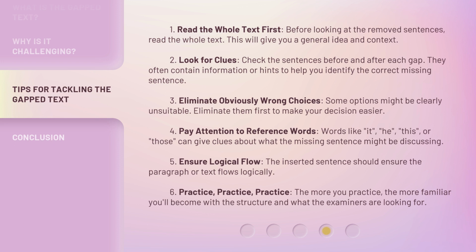3. Eliminate obviously wrong choices. Some options might be clearly unsuitable. Eliminate them first to make your decision easier. 4. Pay attention to reference words. Words like it, he, this, or those can give clues about what the missing sentence might be discussing.